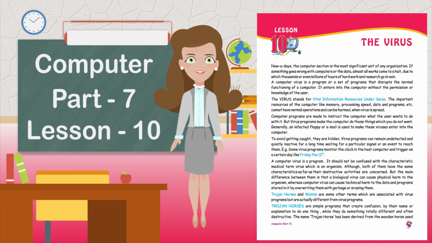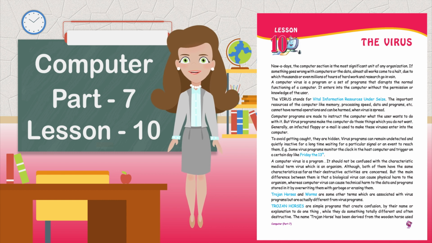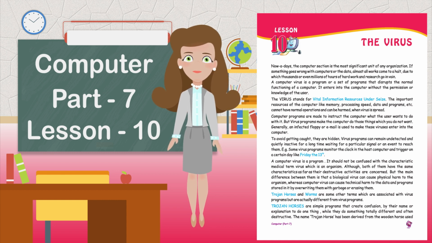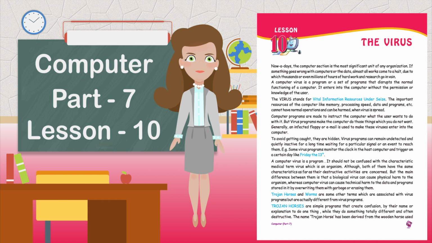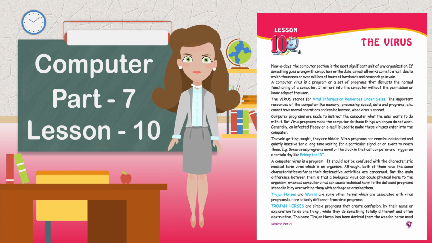Trojan horses and worms are some other terms which are associated with virus programs but are actually different from virus programs. Trojan horses are simple programs that create confusion by their name or explanation to do one thing, while they do something totally different and often destructive.